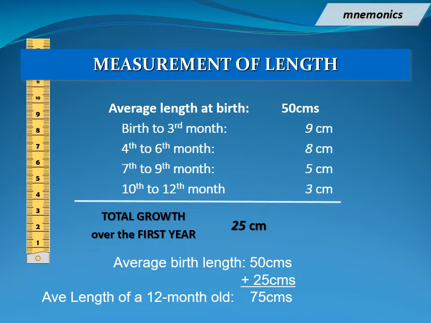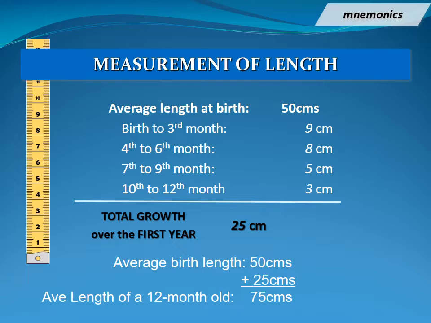Let us put into our minds that the average Filipino length at birth is 50 centimeters. Now we go to the different increase in length per quarter. For the first 3 months, there is an increase of 9 centimeters. For the succeeding 4th to the 6th month, an increase of 8 centimeters is noted. From the 7th to the 9th month of age, a total of 5 centimeters is added to the previous length, whereas from the 10th to the 12th month, a total of 3 centimeters is increased during these last 3 months.